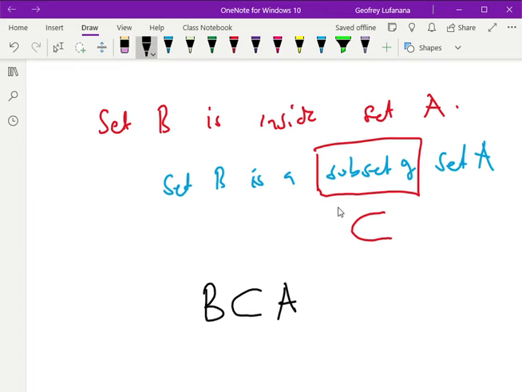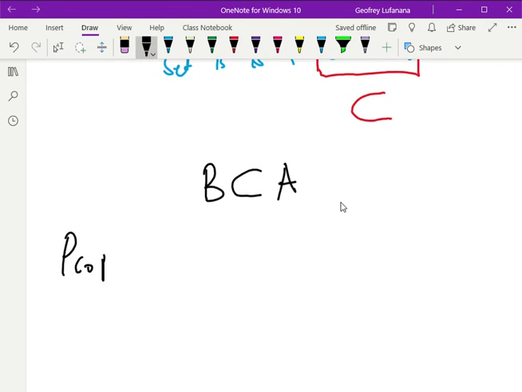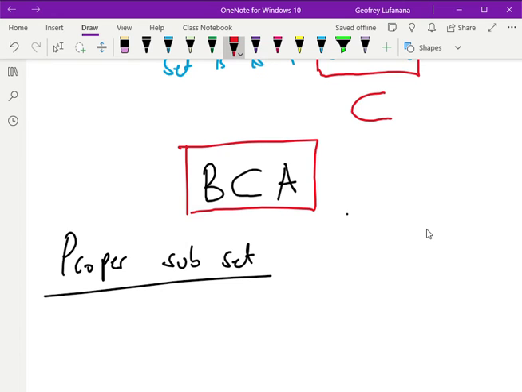Now, we also have what we call a proper subset. Now, a proper subset is one where the set is completely inside. In this case, set B is a proper subset. Let me give an illustration of where it's not a proper subset so that proper subset can make sense.